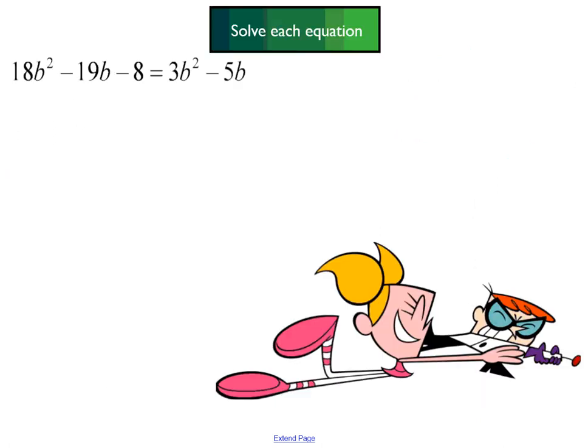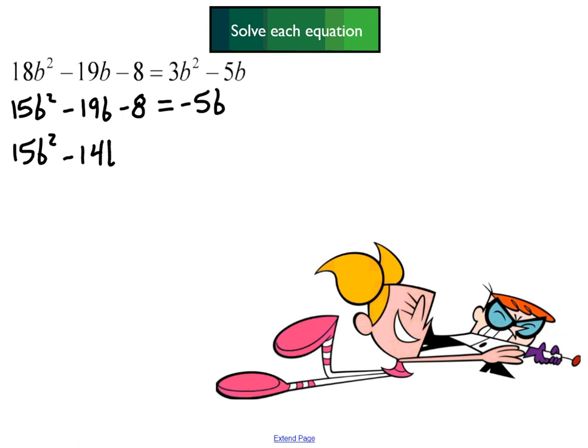So here I need to get my like terms all together, so I have to subtract 3b squared on both sides. When I do that, I get 15b squared minus 19b minus 8 equals -5b. I'm going to add 5b on both sides, so I get 15b squared minus 14b minus 8 equals 0. There is no GCF that I can pull out there, so I can simply just cross off my top row here. And then I'm going to go ahead and start the problem.